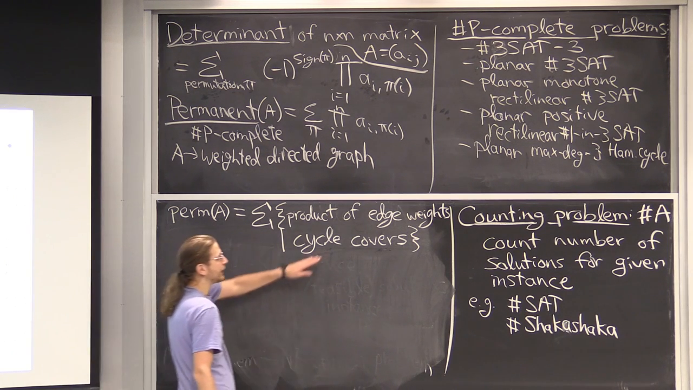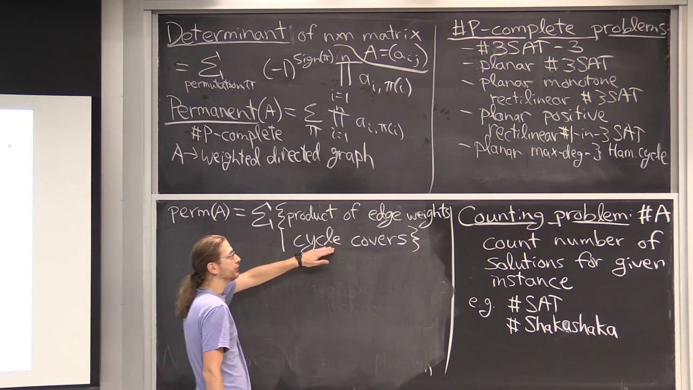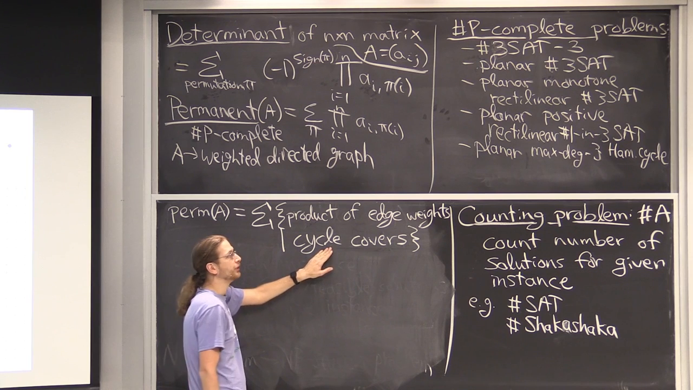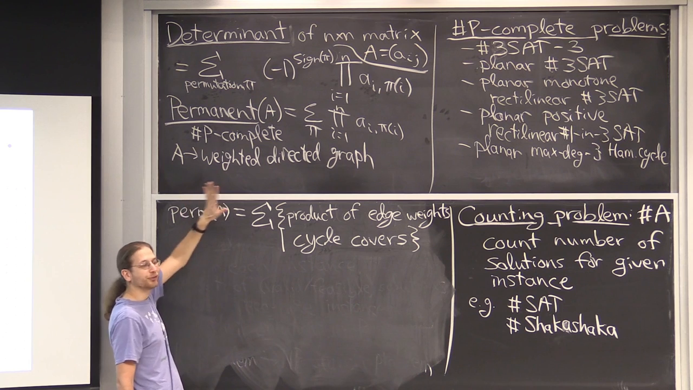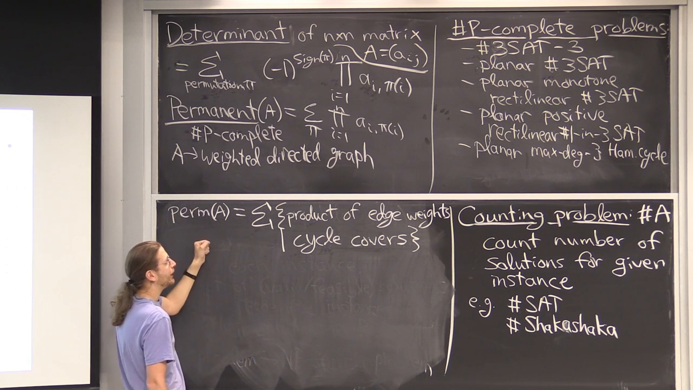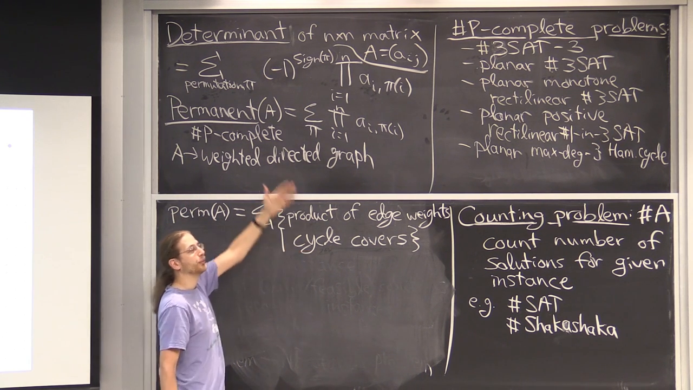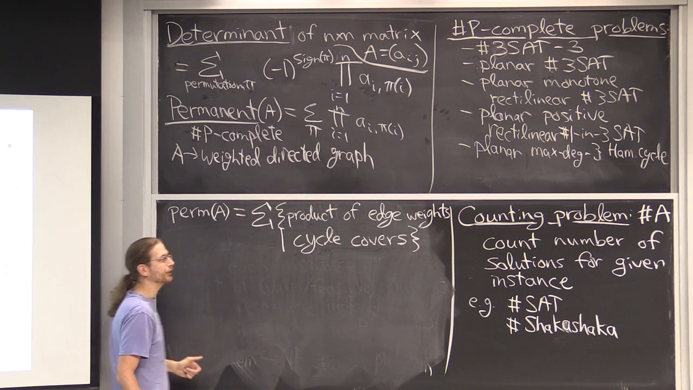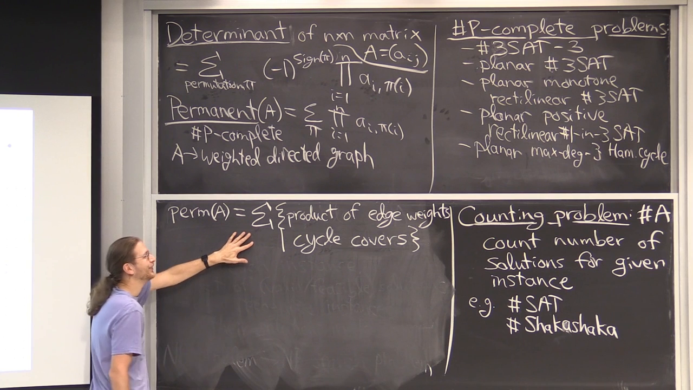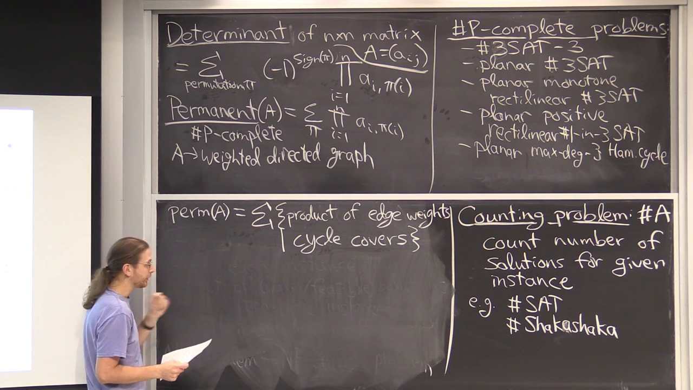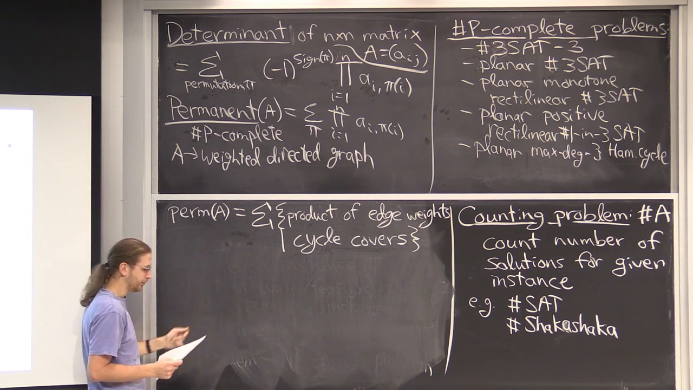So the idea is to look at every cycle cover and just take the product of the edge weights that are edges in the cycles, and then add that up over all cycle covers. So it's the same thing if you stare at it long enough, because this is basically the cycle decomposition of the permutation, if you know permutation theory. Okay, so if not, don't worry, this is your definition of permanent. So we're going to prove this problem is #P-complete.